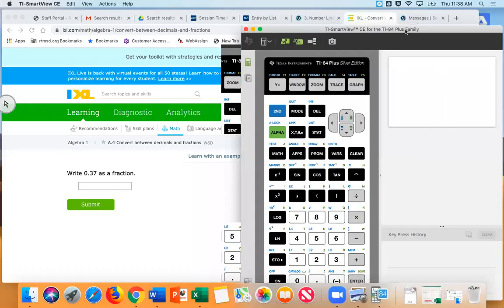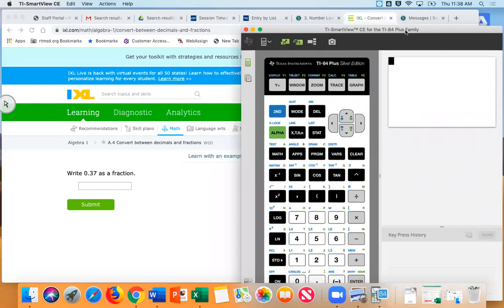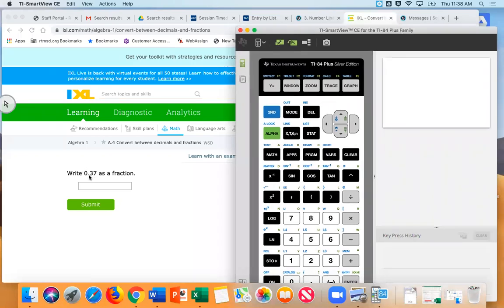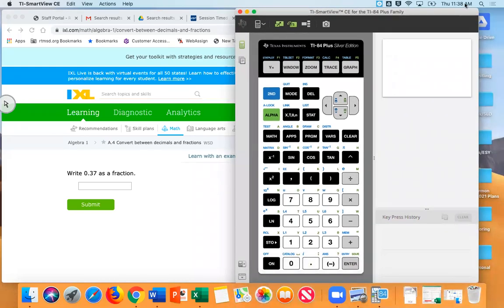So this is for IXL Algebra I A4, convert between decimals and fractions. First off, this says 0.37 as a fraction. I think the best way to do this is to type it into our calculator. I'll show you a couple different ways.